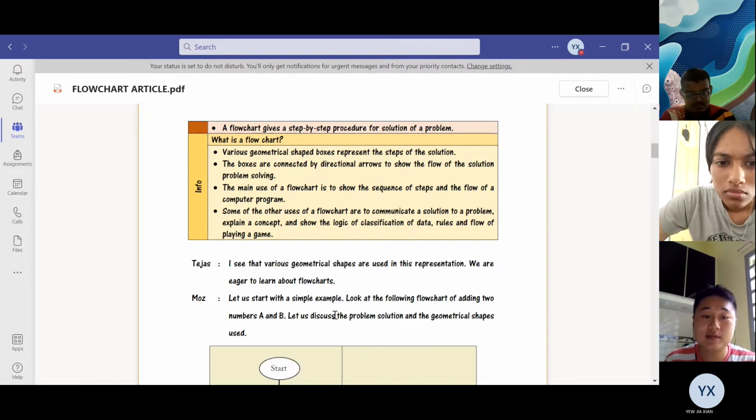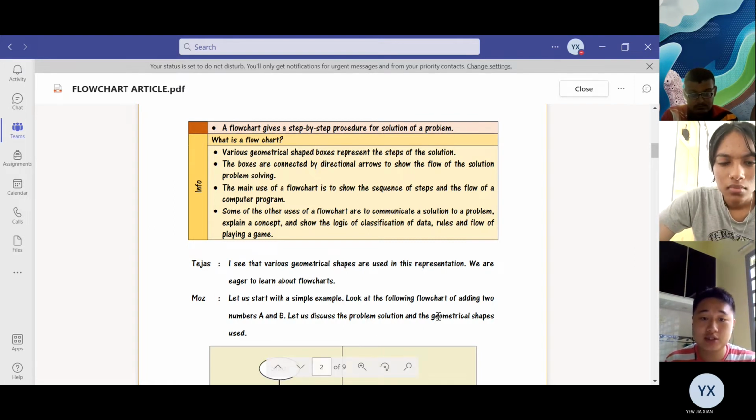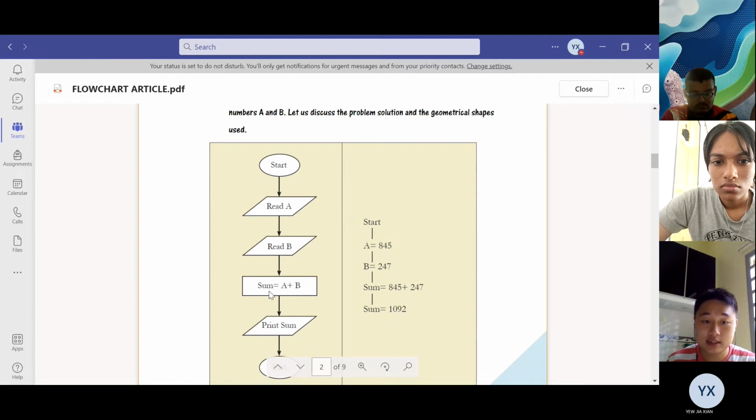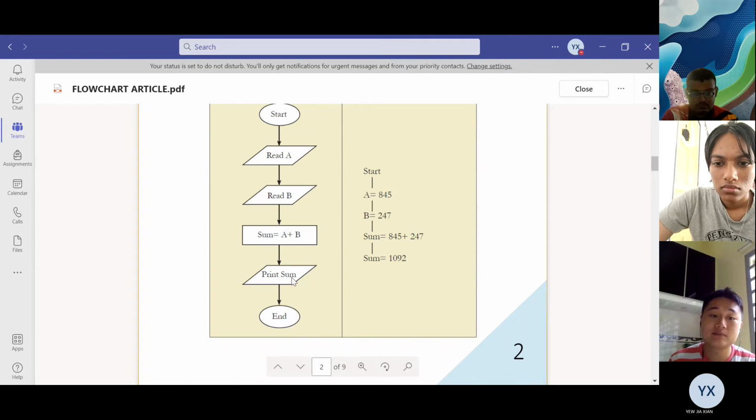Let us start with a simple example. Look at the following flowchart of adding two numbers A and B. Let us discuss the problem solution and the geometrical shapes used. So in start, here's the input, read A and read B. A is equal to 845, B is 247. In the process, sum equals A plus B. Sum equals 845 plus 247. And here is the print sum, which is the output. The sum is 1092. And here's the end.